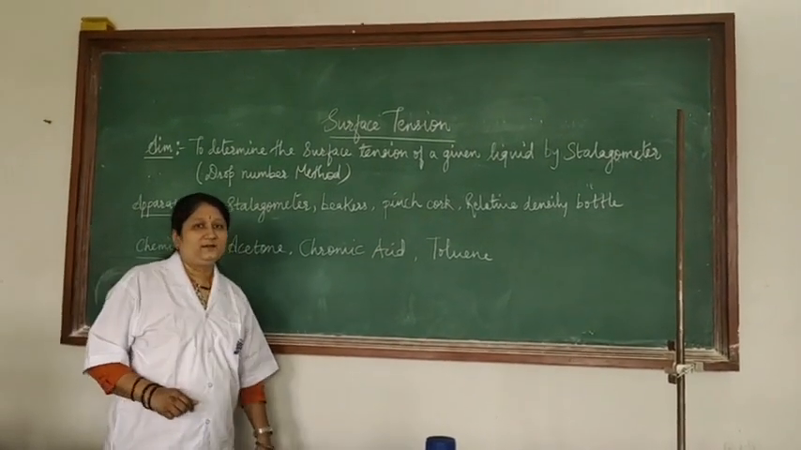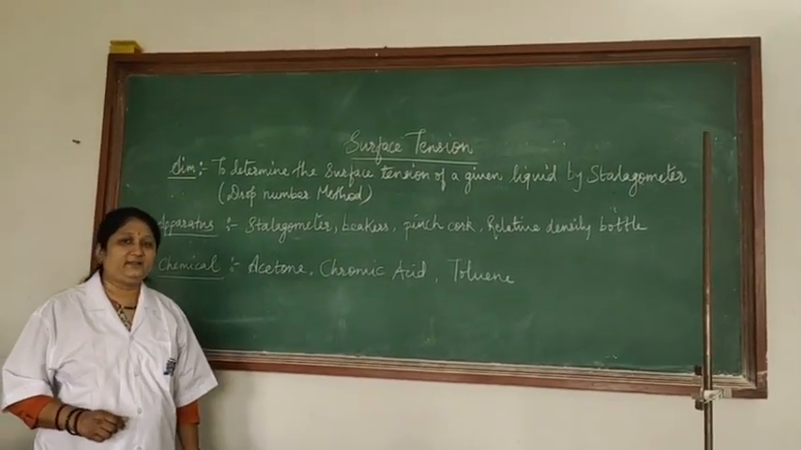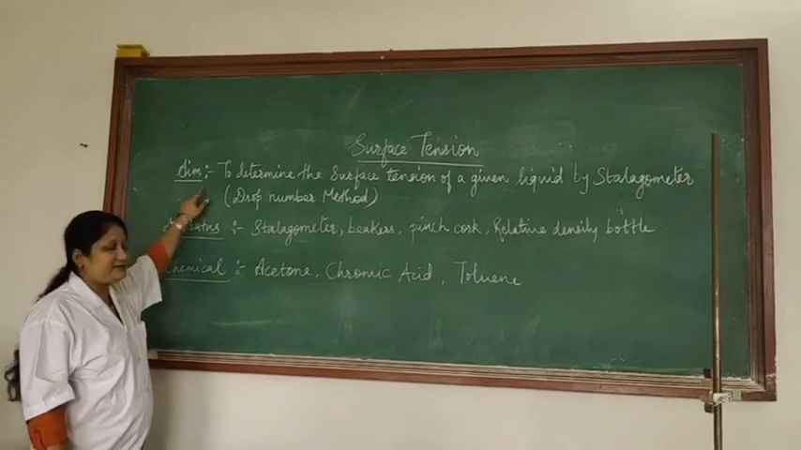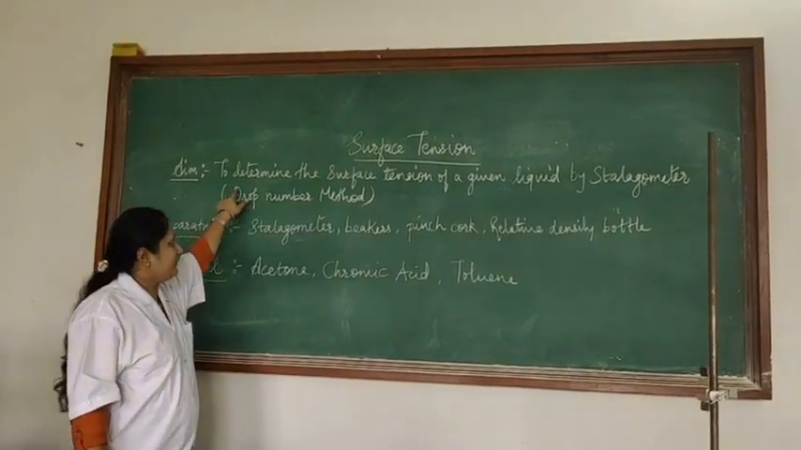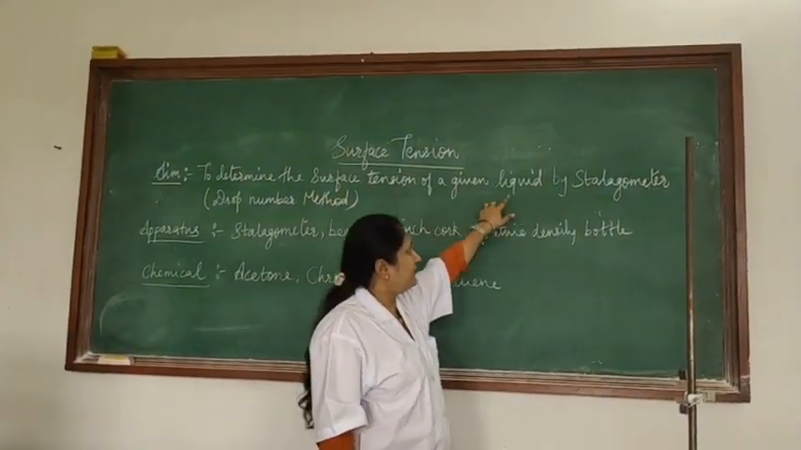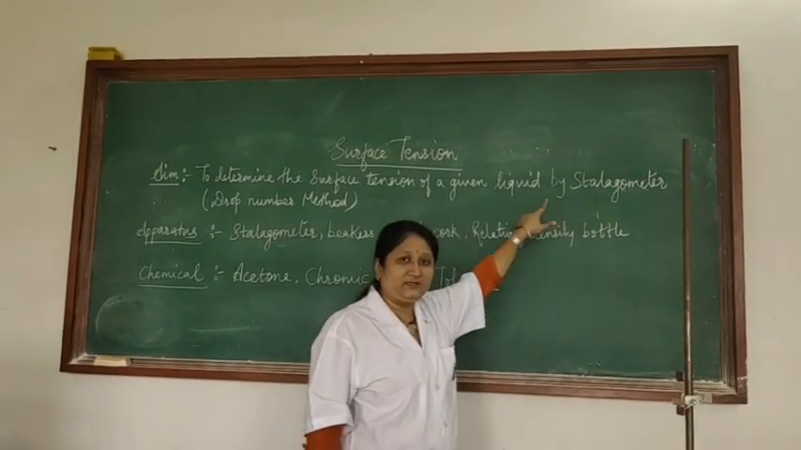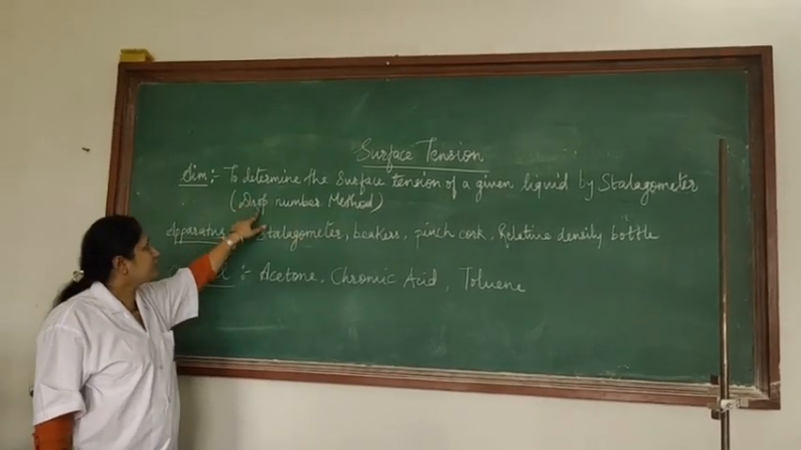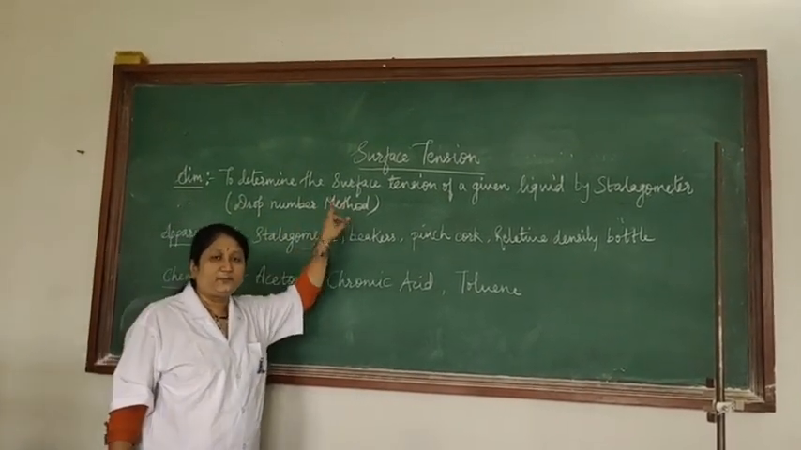Hello, today we will be doing the practical of finding the surface tension of any given liquid. So our today's practical aim is to determine the surface tension of a given liquid by stalagmometer. That is, we will be determining the surface tension of the liquid by the drop number method.